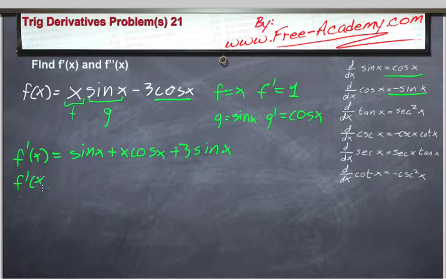Now you want to be sure whenever you're taking the derivative of something, you make it as clean and as simple as possible. In this case, we're going to want to combine sine of x and 3 sine of x to give us 4 sine of x plus x cosine of x. And there we have the first derivative.